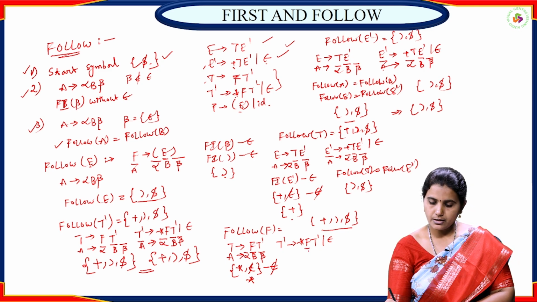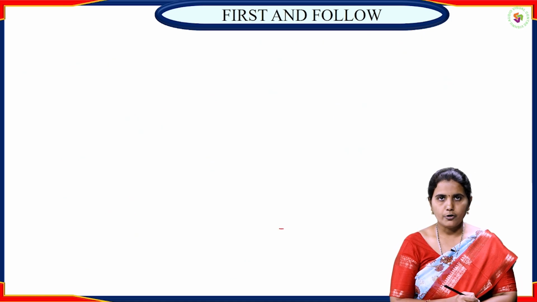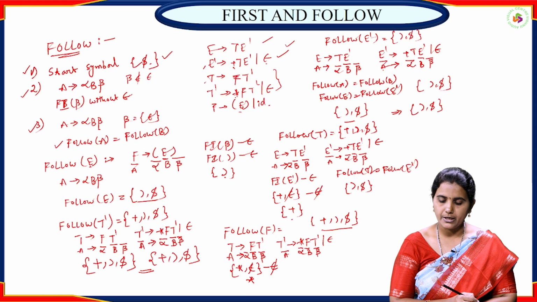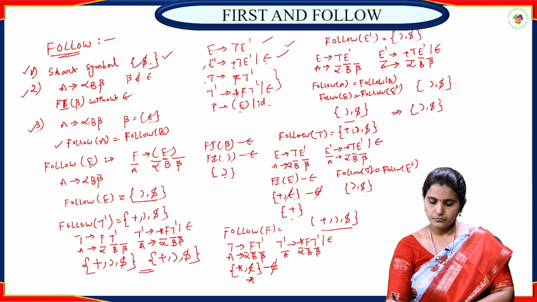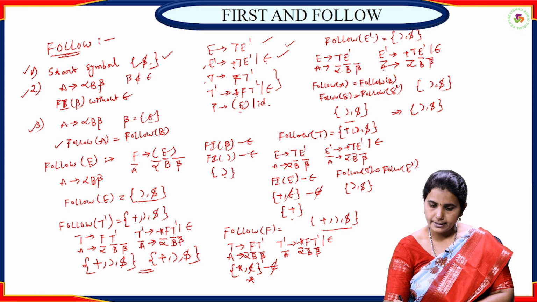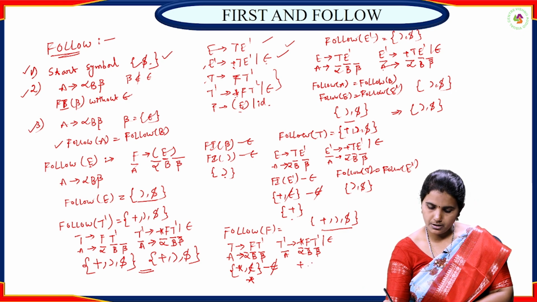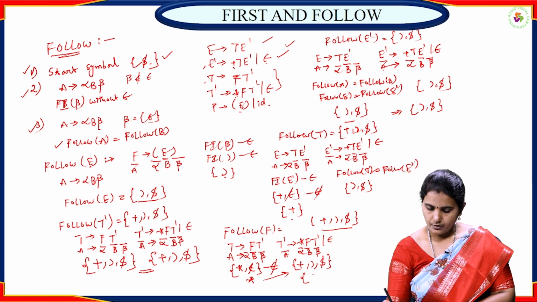Here F is considered as B. Right hand side is beta. Left hand side is alpha. This is A. Anyway, your production is consisting of epsilon. Follow of A equals follow of B. Then follow of F equals follow of T dash. Follow of T dash is plus comma close brace comma dollar. Then your final output is star comma plus comma close brace comma dollar.